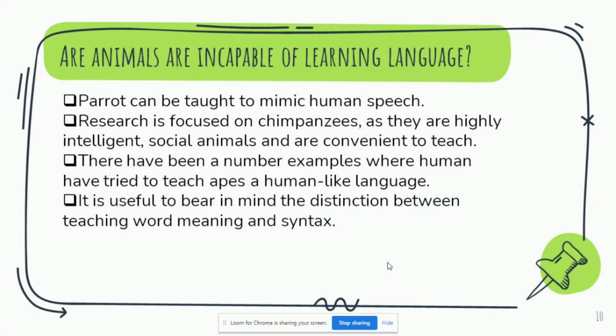Everyone knows that parrots can be taught to mimic speech. Pepperberg took this idea further and embarked on an elaborate formal training program with her African grey parrot called Alex. After 13 years, Alex had a vocabulary of about 80 words, including object names, adjectives, and verbs. But the research is focused on chimpanzees as they are highly intelligent social animals and are convenient to teach.